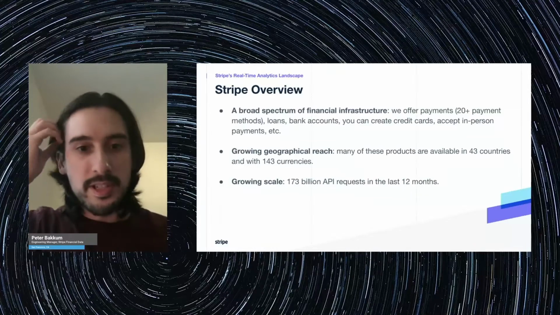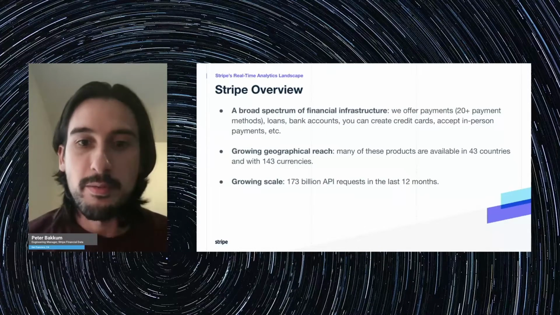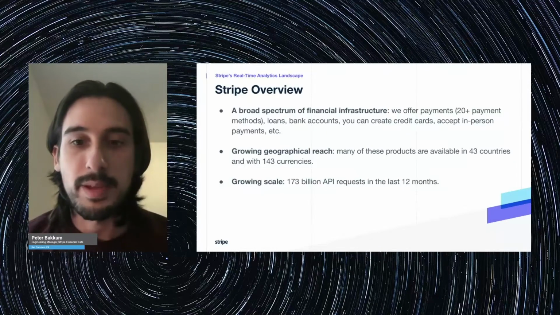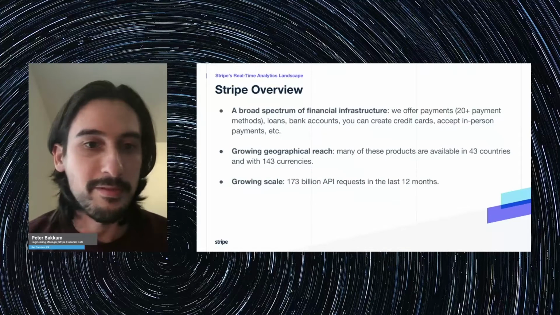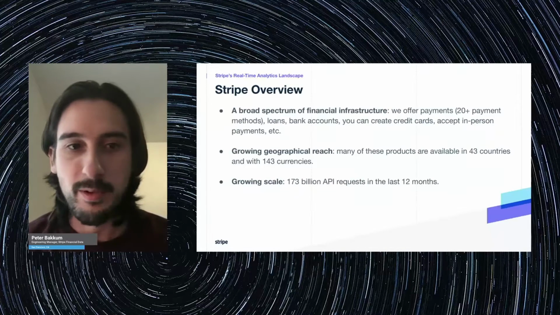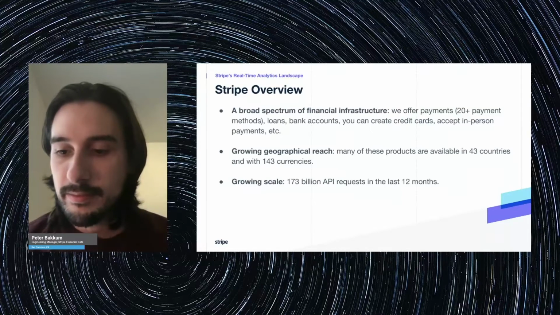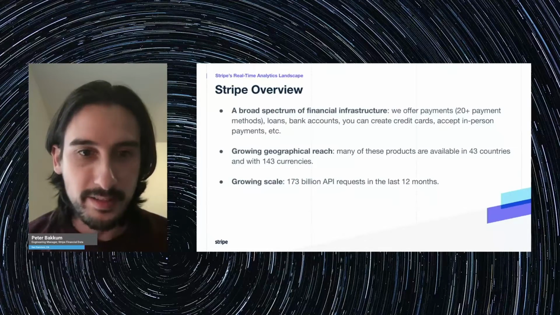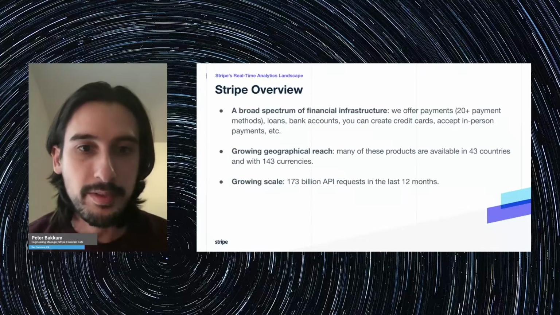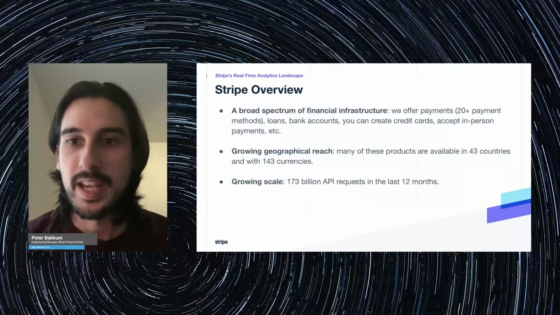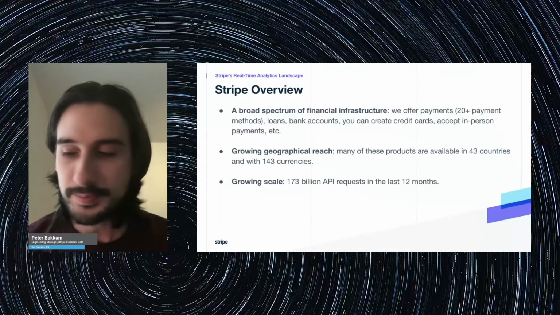We also have a growing geographical reach at Stripe. So many of these products are available in 43 countries, and we support 143 different currencies. And finally, Stripe's scale is pretty massive. To give you a sense of this, we've received 173 billion API requests just in the last 12 months, and this is growing rapidly.